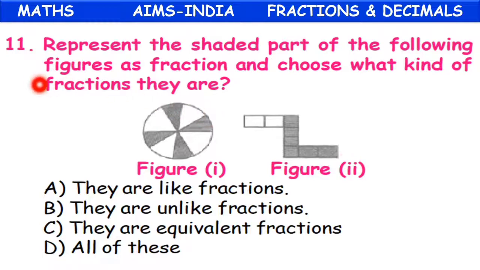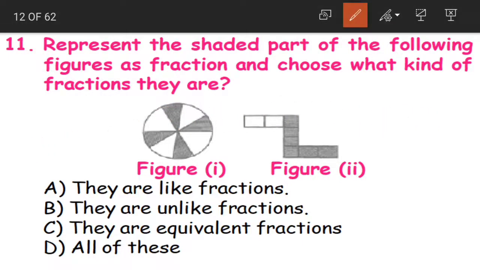Next question 11. Represent the shaded part of the following figures as a fraction and choose what kind of fractions they are. Now we are having two figures here. We have to present the shaded part as a fraction. 1, 2, 3, 4. We are having 4 shaded parts divided by 5, 6, 7, 8. In total we are having 8 parts. So 4 by 8 is the fraction for figure 1.